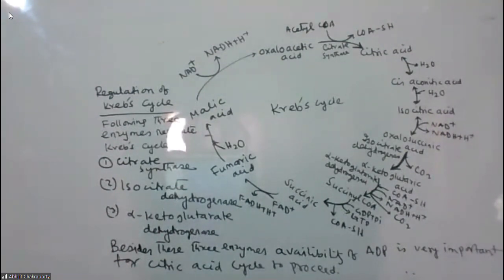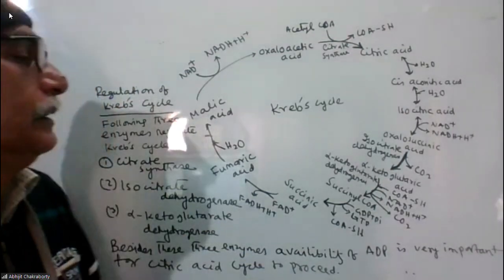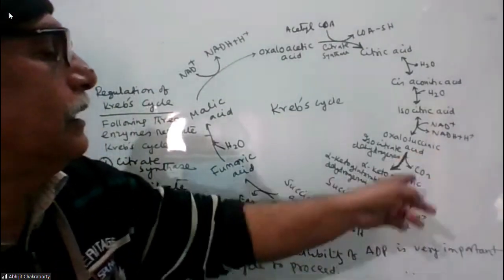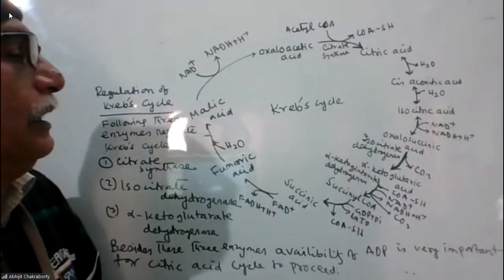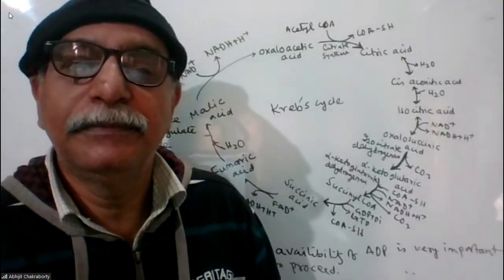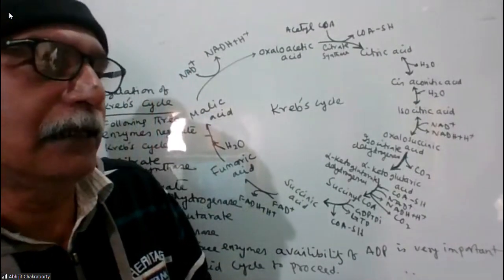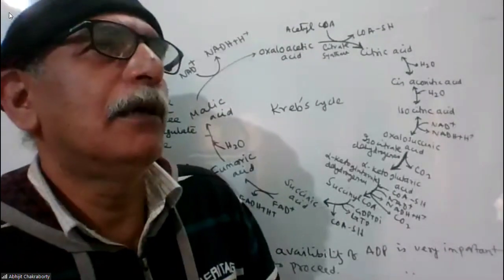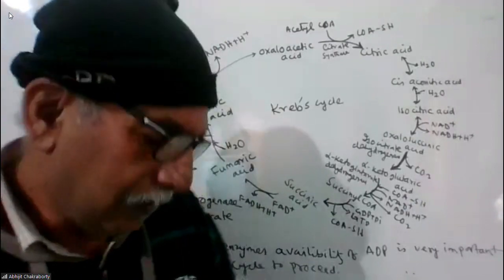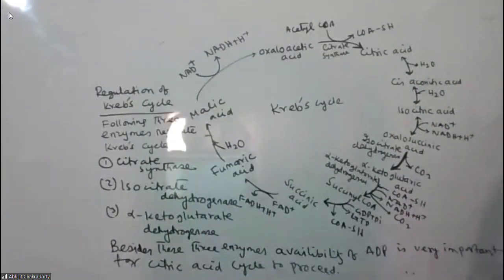Next topic. Is it clear up to this? Yes, sir. And you need to remember the reactions, in which reactions CO2 is produced, in which reactions reduced coenzymes are produced. Okay? In my next class, I have to discuss terminal respiration.